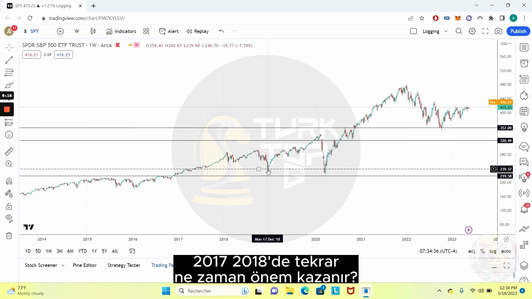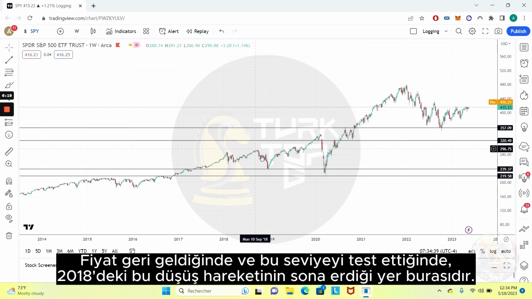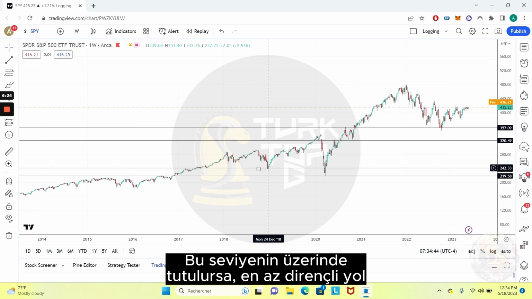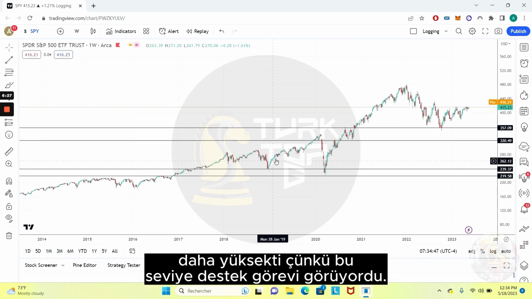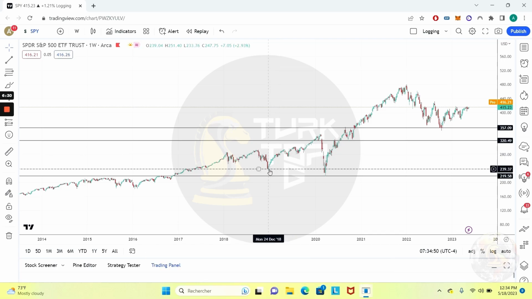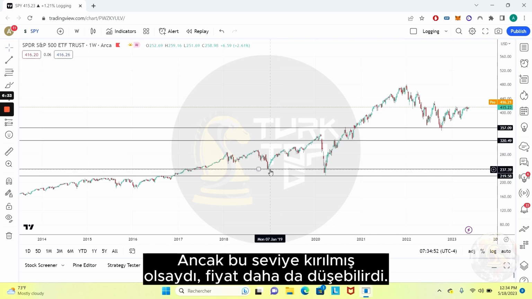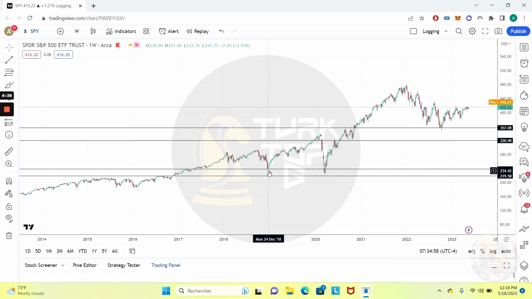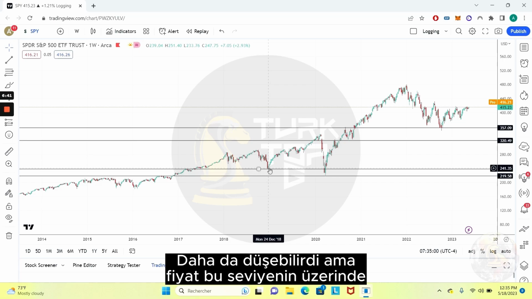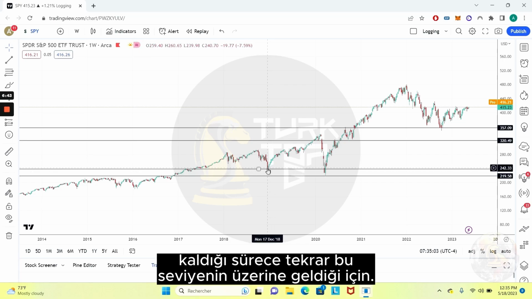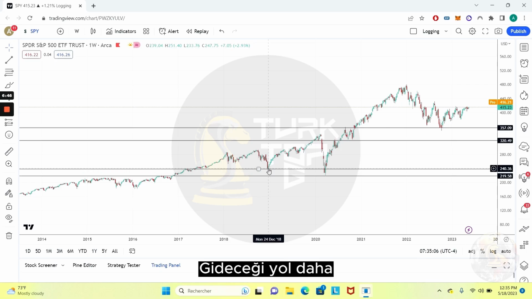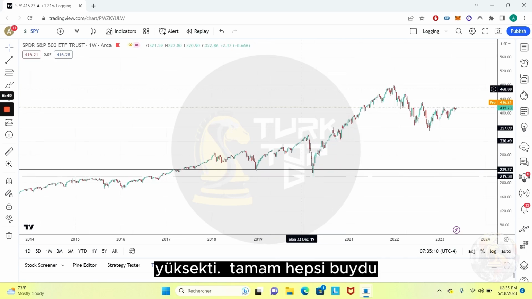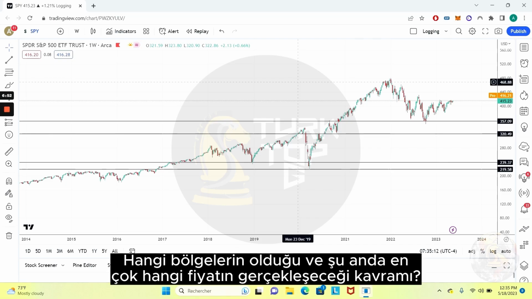When does it come back into importance again? In 2018. That's where this move lower in 2018 ended. Once price came back and tested this level, it held above this level. The path of least resistance was higher because this level acted as support. Only if this level would have broken, then price could have gone lower. Broken means if price had gone below it and held below it, it could have gone lower. But since price came back right above this level, as long as price was above this level, the path it was most likely to take was higher. All right. This was the entire concept of what zones are and what price is most likely to do.